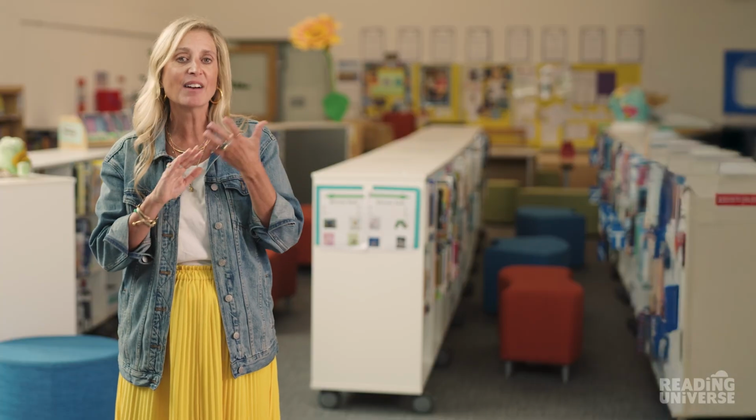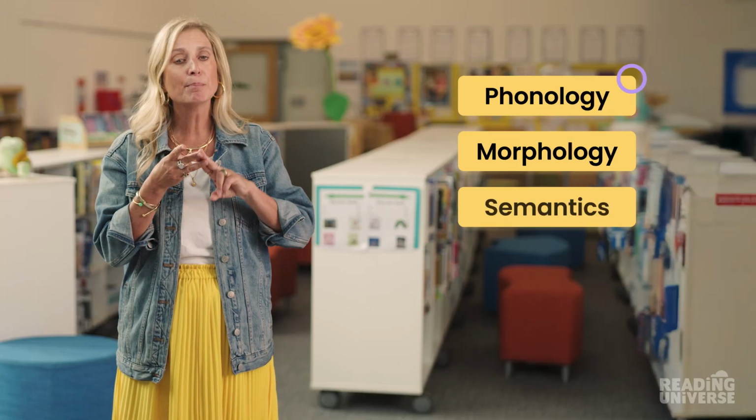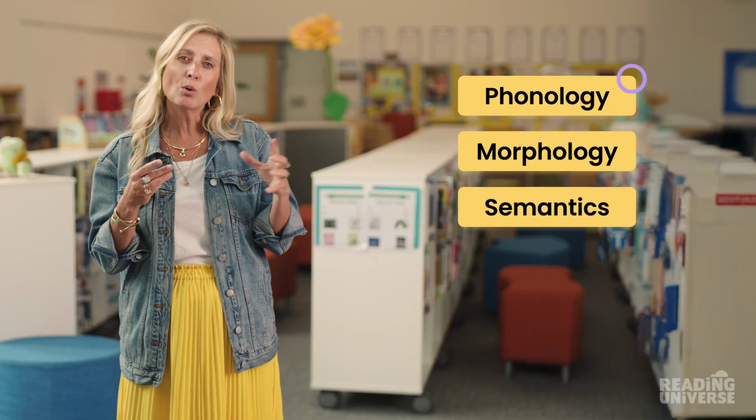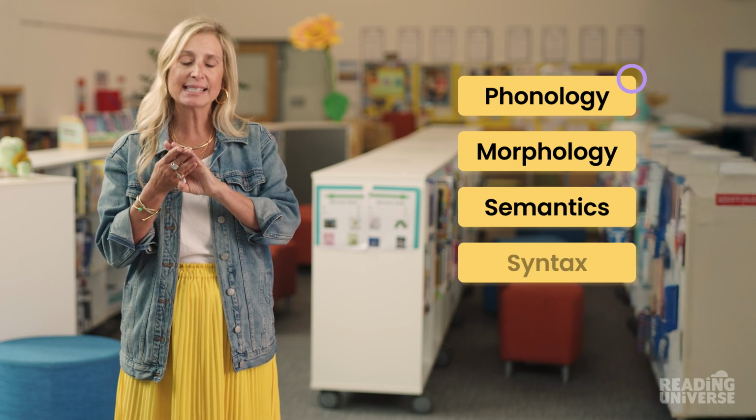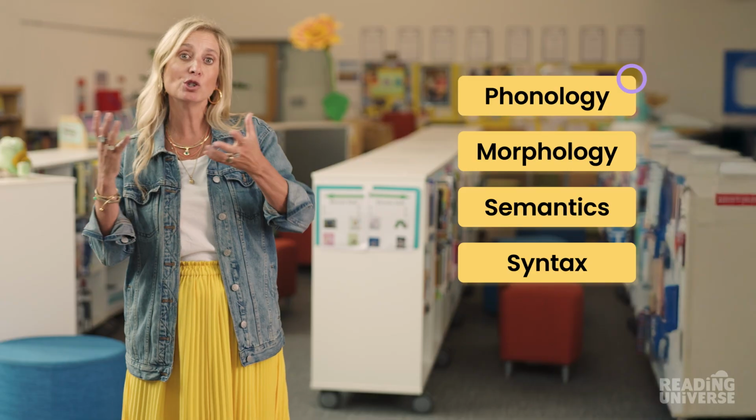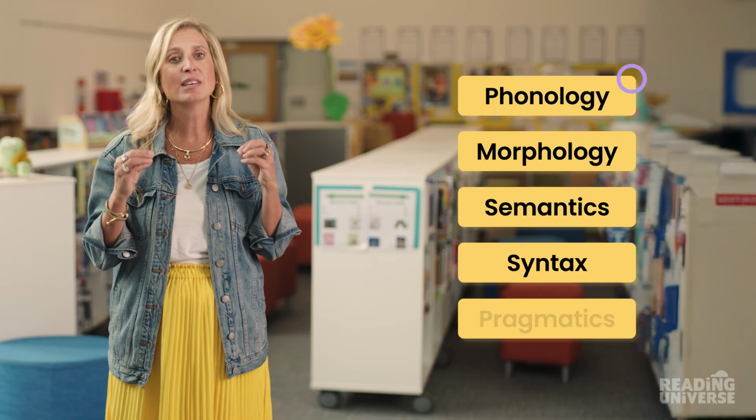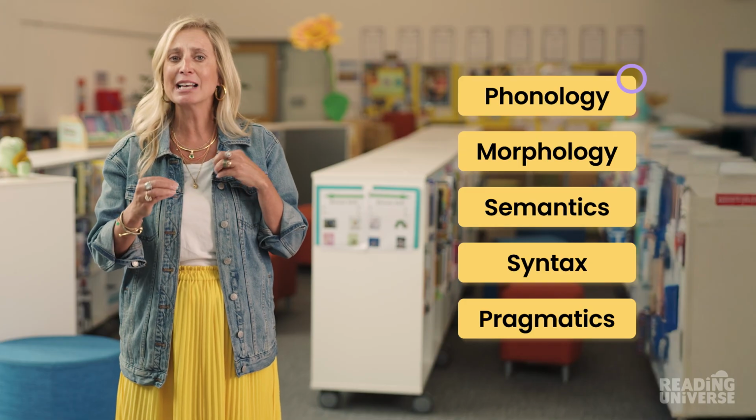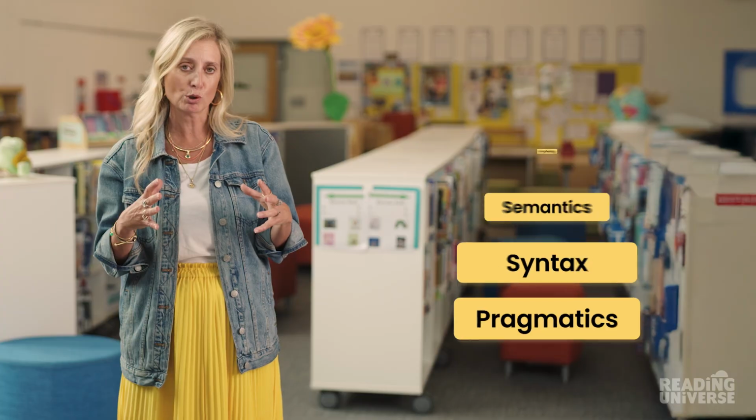And language has 5 distinct domains. It has phonology, so that's dealing with the sounds. It has morphology, that's dealing with the parts of the word like prefix, root, suffix. There's semantics, which is all about word meaning and word use and word nuance. There's syntax, which is how the word is used in sentences and how sentences are built. And then there's pragmatics, and pragmatics is that social interaction. How do we use language socially?